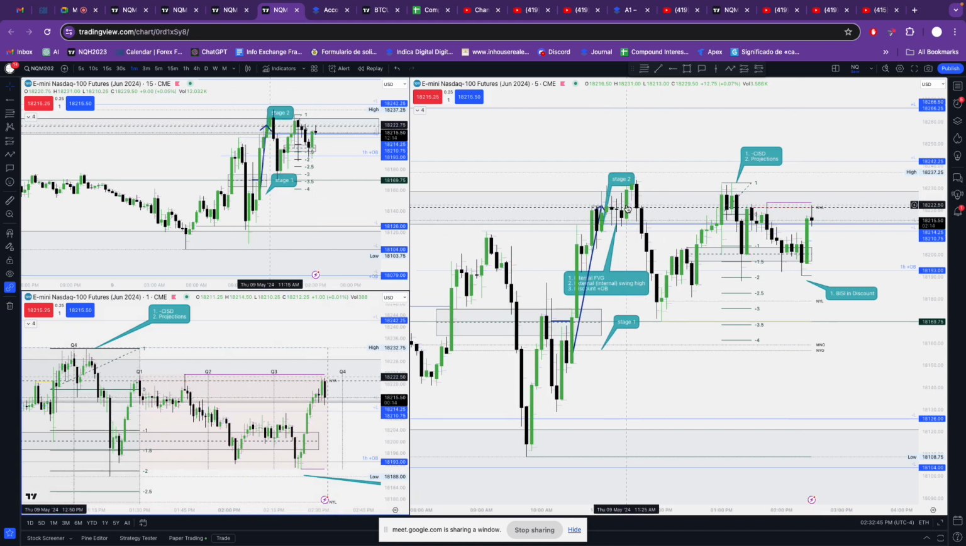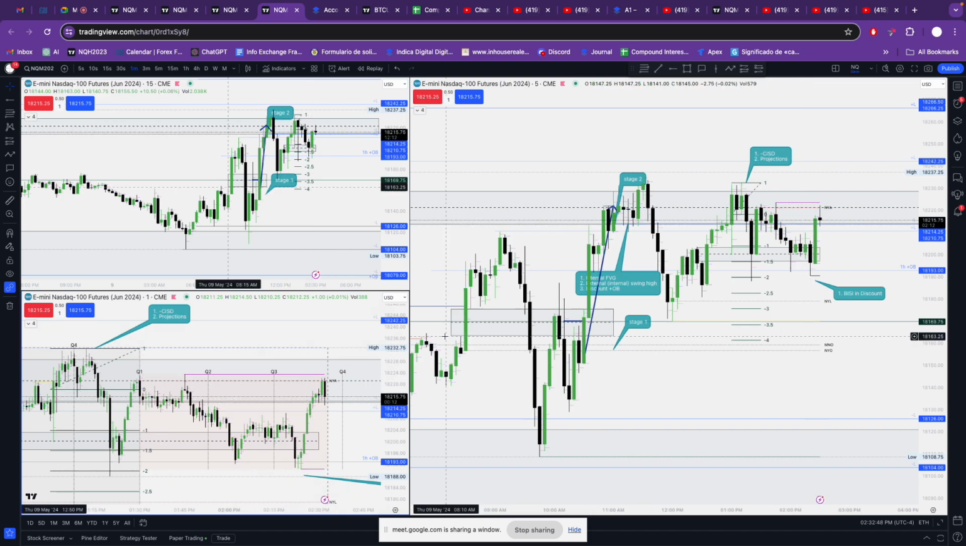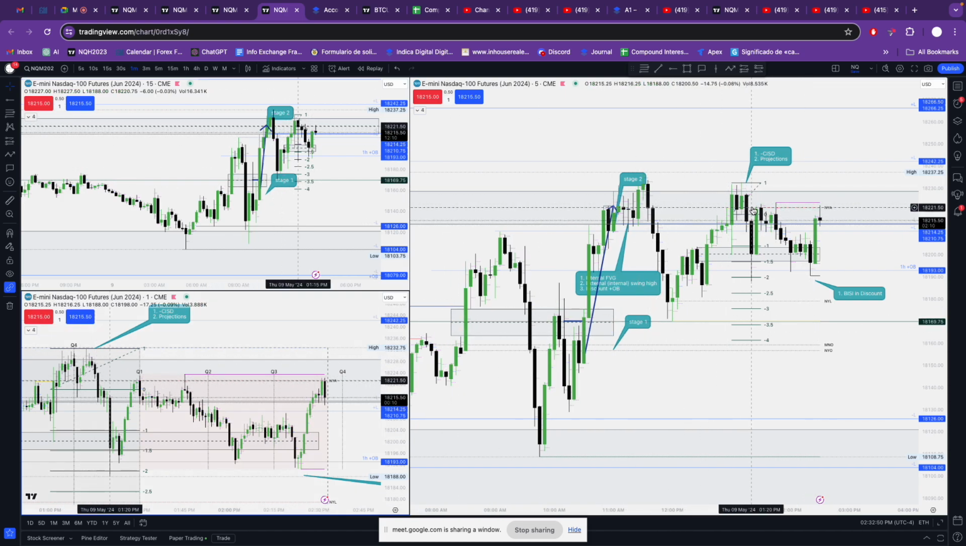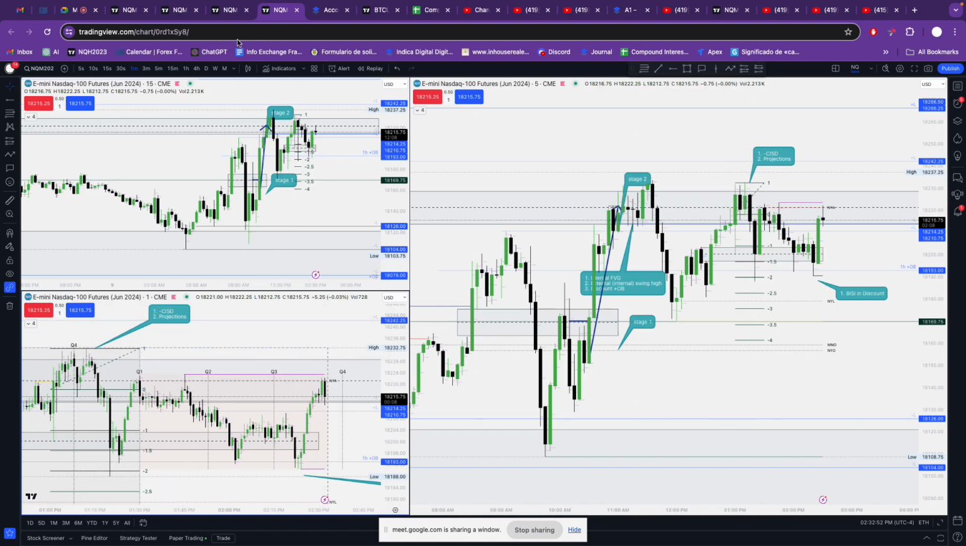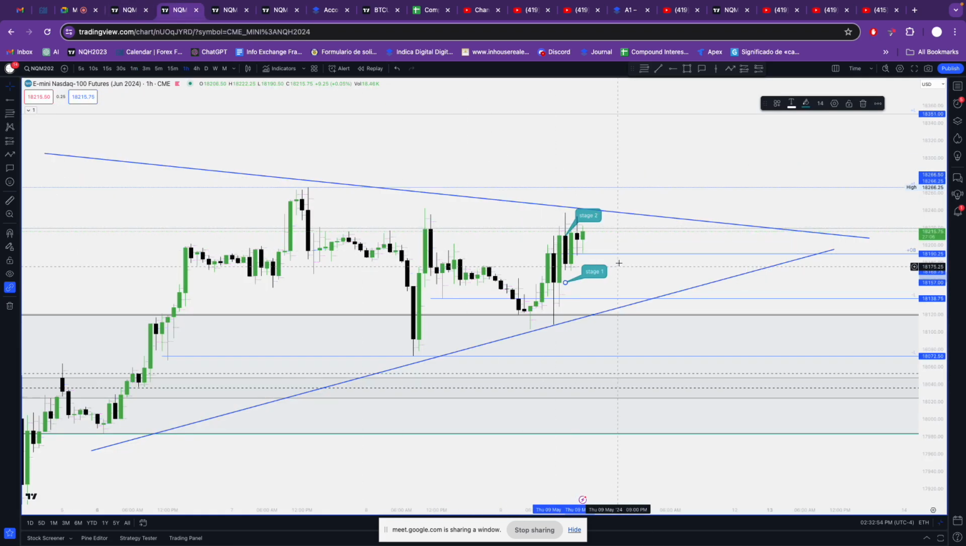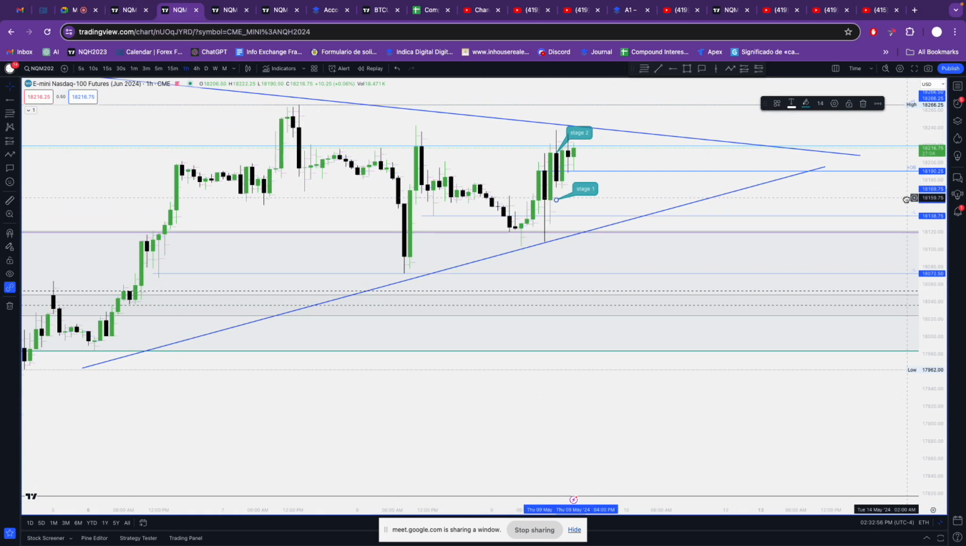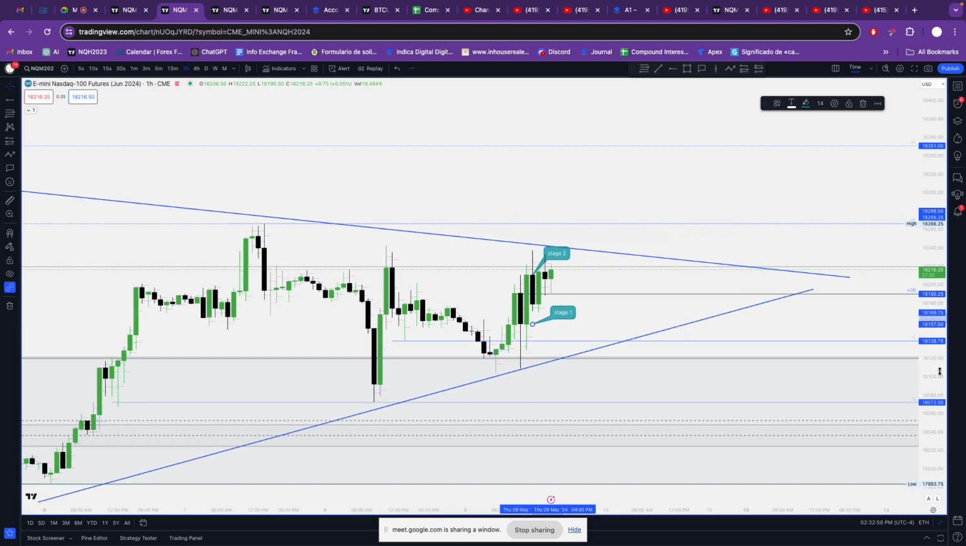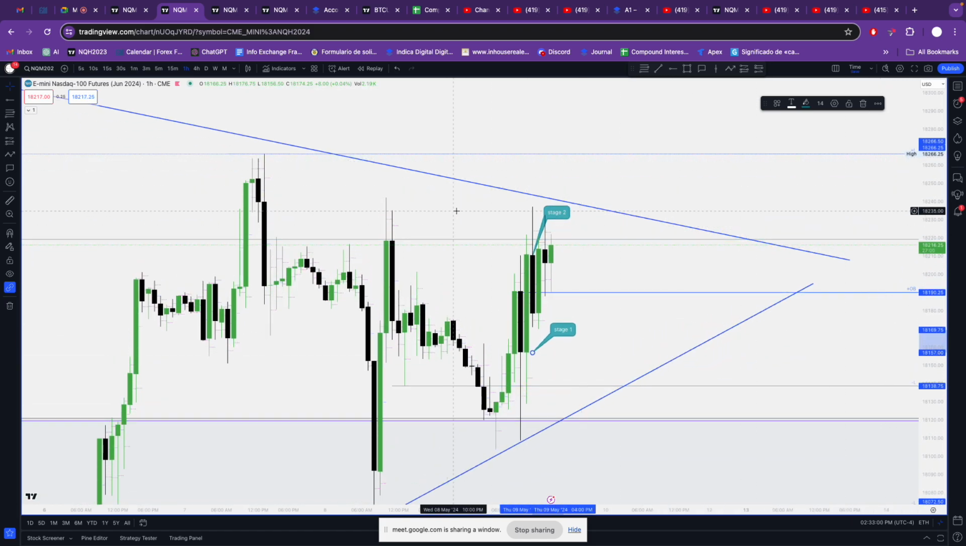No, I'm looking to sell. Sell, sell. We just left this fair value gap twice. We failed to displace over this fair value gap. We failed to put an hourly body over it. So still haven't put a body over this yet.